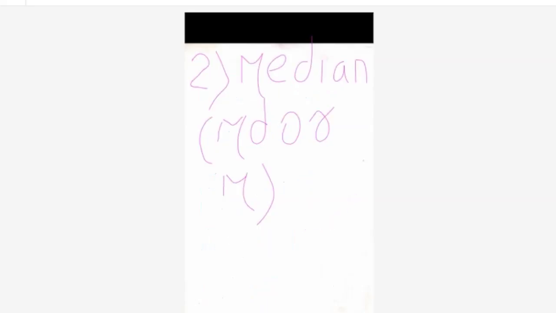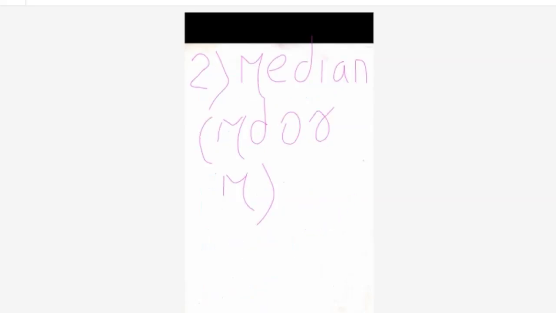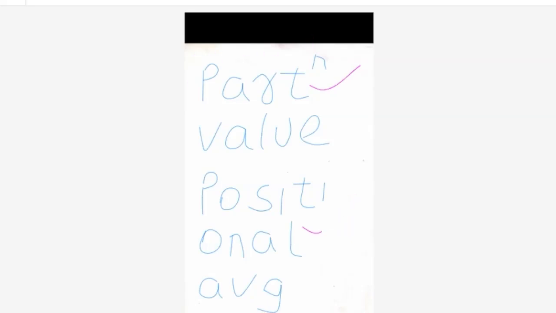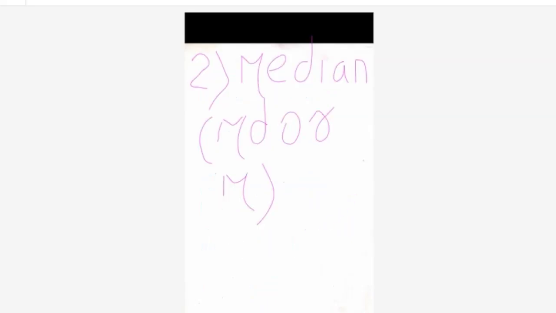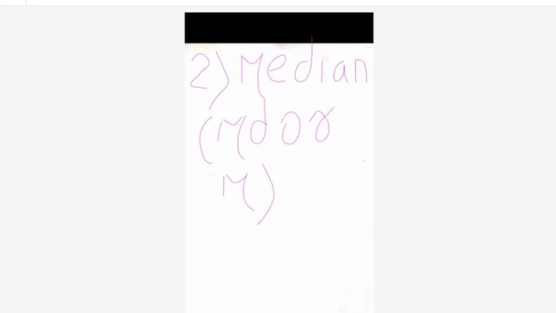Raw data. Tell me quickly, raw data is also called as... I taught this in the first chapter. It is also called ungrouped data, or it is called individual observation data. Very good, perfect.